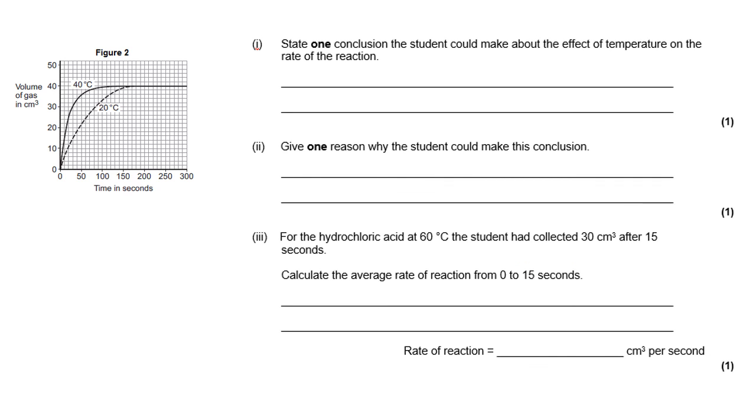So now you've written your conclusion for part 1, part 2 asks you, give one reason why the student can make this conclusion. So what evidence do you have to make that statement, to back yourself up with? And then part 3, for the hydrochloric acid at 60 degrees Celsius, the student had collected 30 centimetre cubed after 15 seconds. Calculate the average rate of reaction from 0 to 15 seconds. So we need to be thinking about how much gas was collected per second. So you're going to be dividing your volume divided by time for this one.